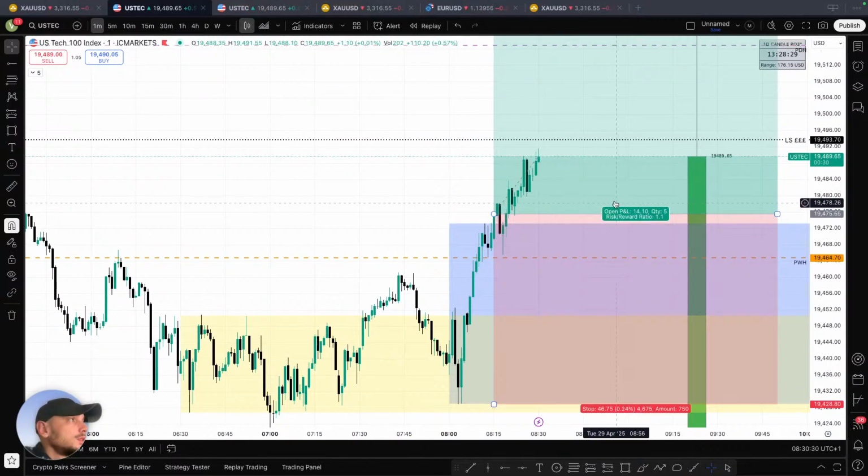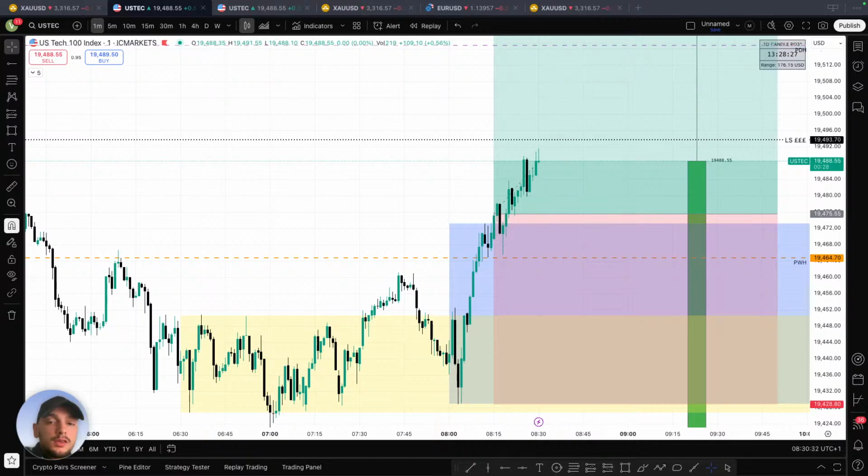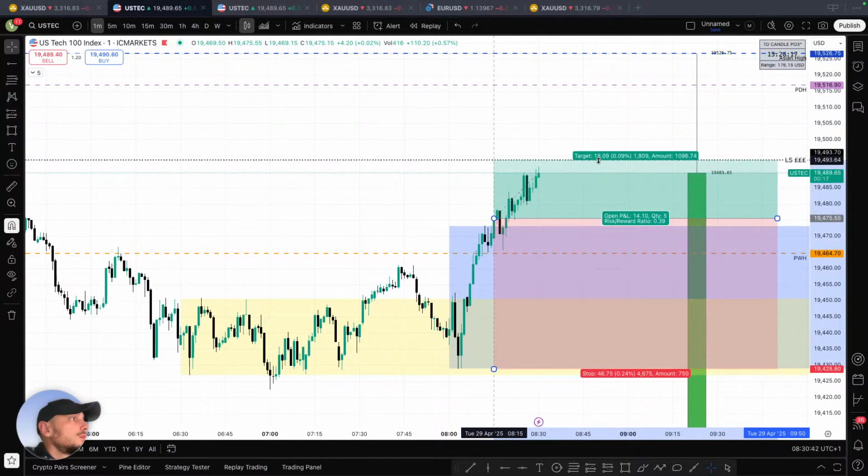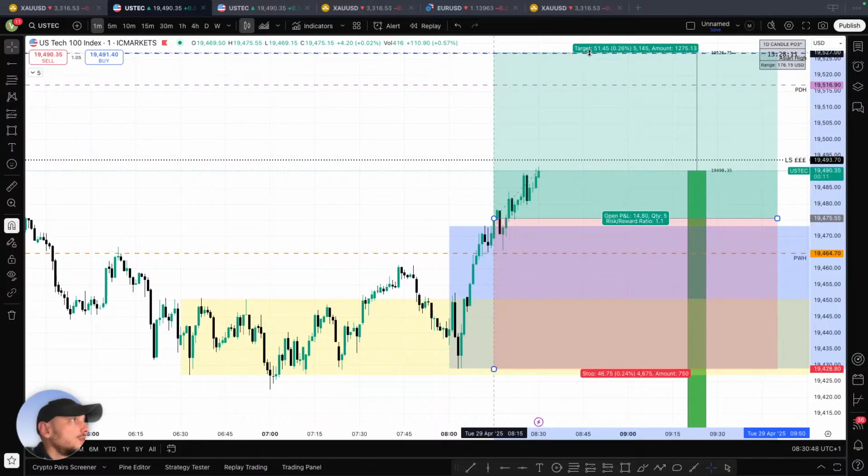Come on, a little bit further, and we're gonna be risk-free. 0.4. We can make 1.5% almost in this session.